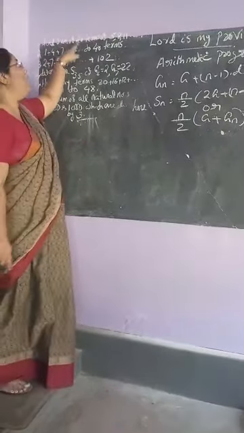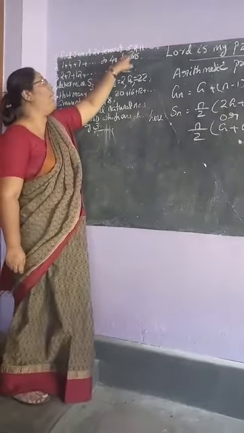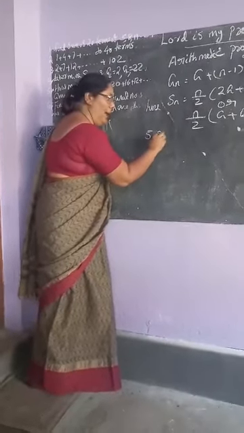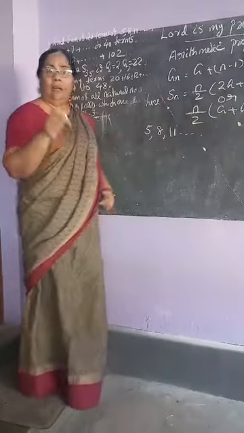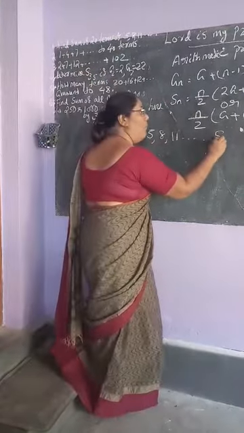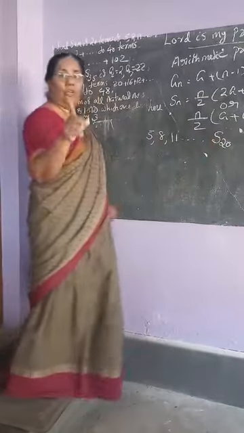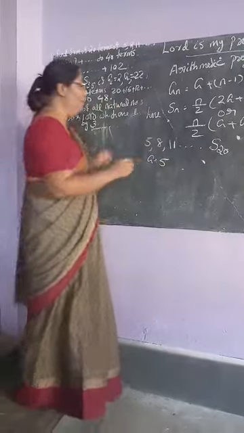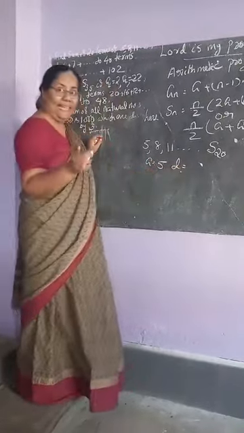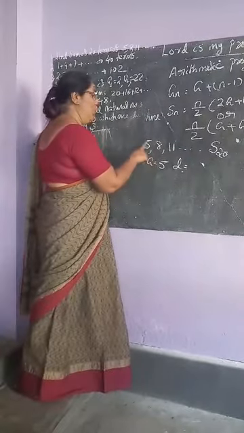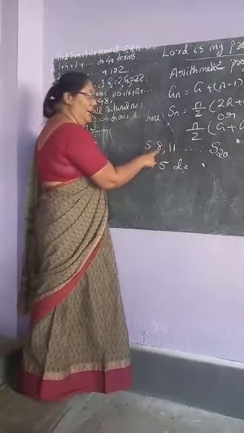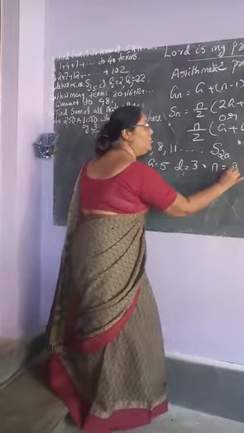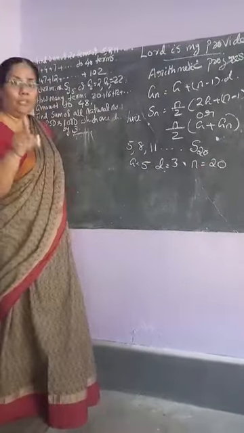Find the sum of 20 terms of 5, 8, 11, etc. Here the arithmetic progression is 5, 8, 11, etc. My question is find the sum of 20 terms, that means S20. Therefore, here a is equal to 5, the first term, and d is equal to second term minus first term. 8 minus 5 is 3, or 11 minus 8 is 3. Therefore, d is equal to 3 and n is equal to 20.